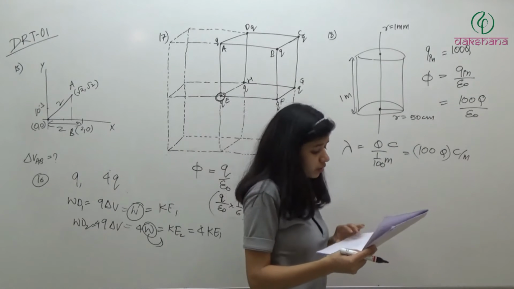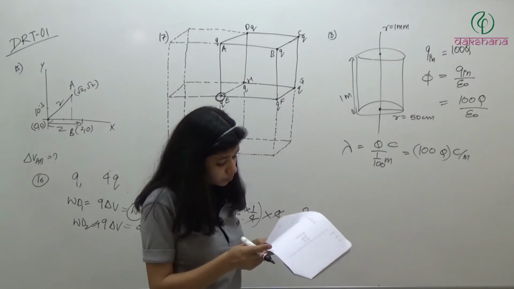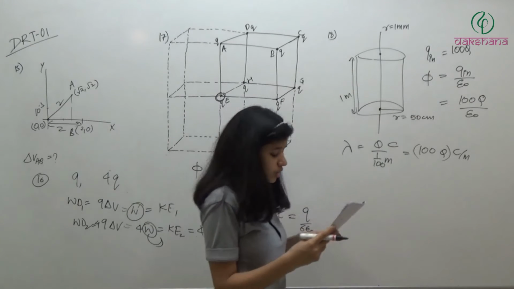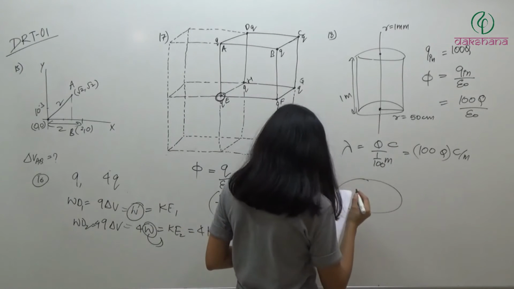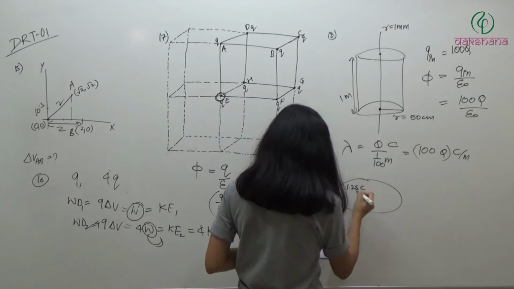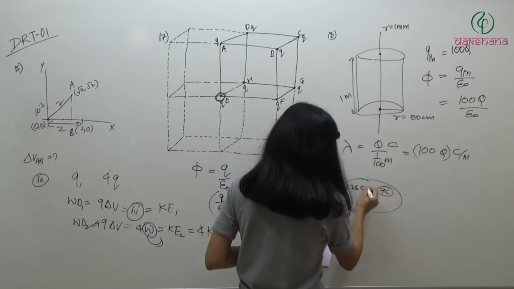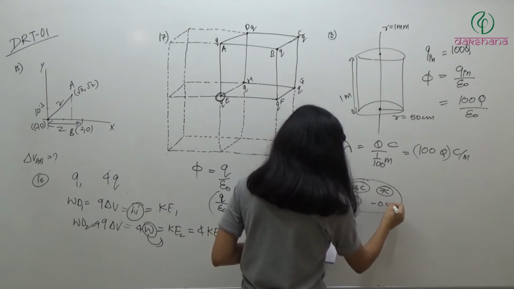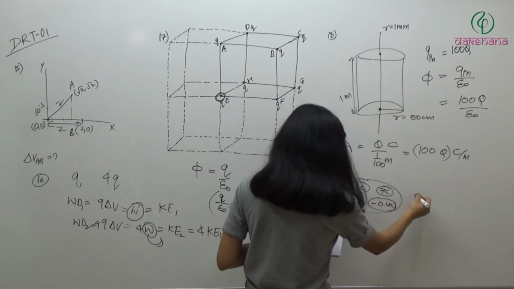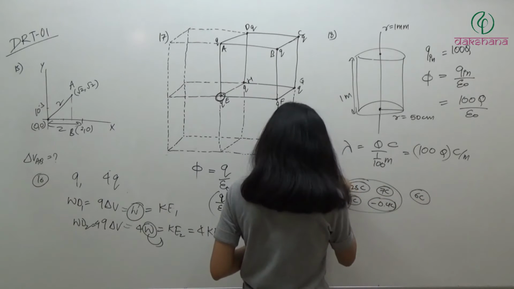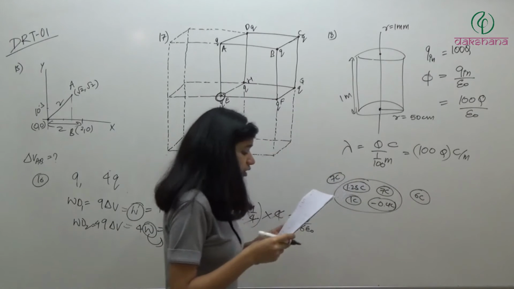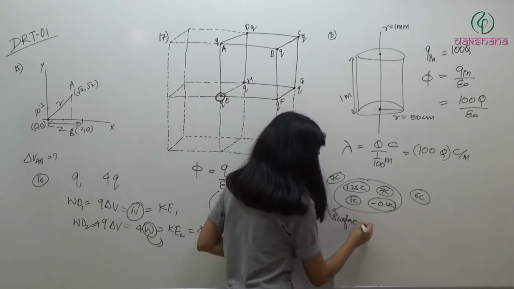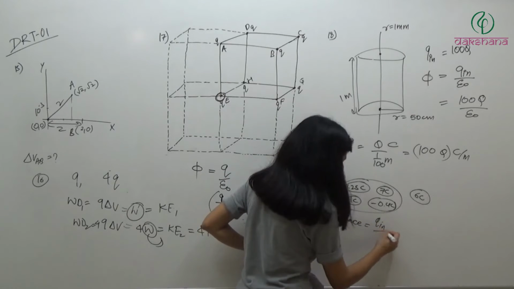Question number 19. What is the electric flux linked with the closed surface? We have a closed surface inside which we have 1.25 coulomb, 7 coulomb, 1 coulomb and minus 0.4 coulomb. Here we have 6 coulomb and 7 coulomb. So what is the flux linked with the closed surface? Again it is a very simple question. Q enclosed by epsilon naught.